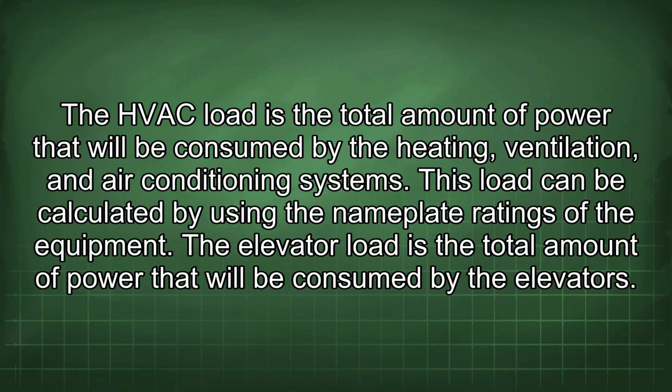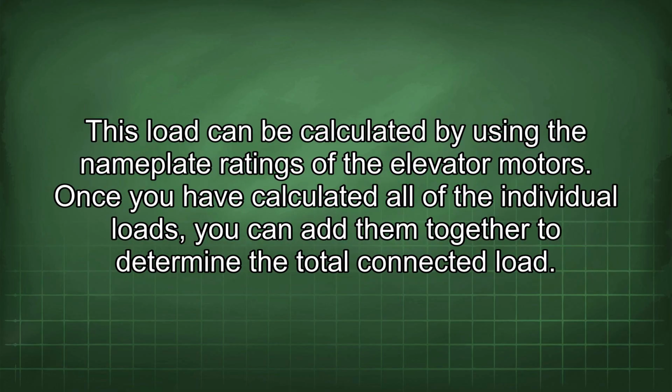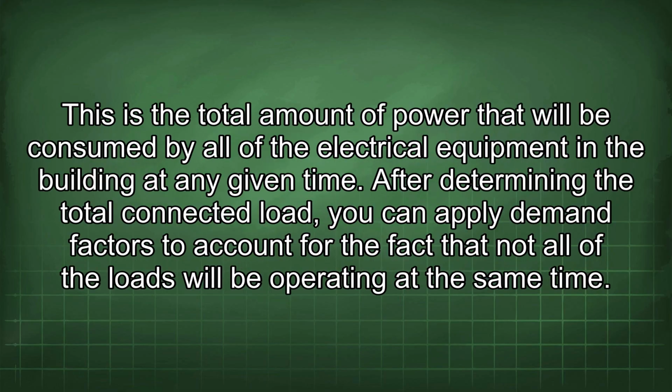The HVAC load is the total amount of power that will be consumed by the heating, ventilation, and air conditioning systems. This load can be calculated by using the nameplate ratings of the equipment. The elevator load is the total amount of power that will be consumed by the elevators. This load can be calculated by using the nameplate ratings of the elevator motors. Once you have calculated all of the individual loads, you can add them together to determine the total connected load. This is the total amount of power that will be consumed by all of the electrical equipment in the building at any given time.